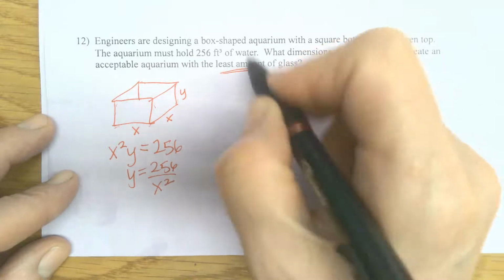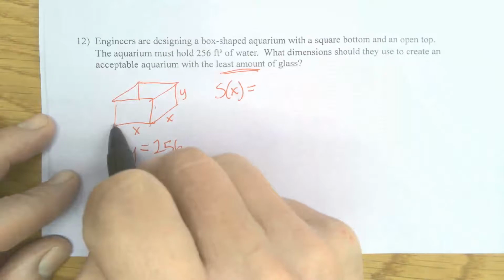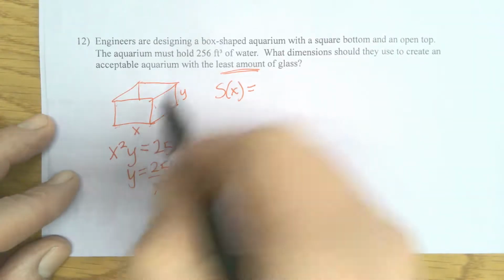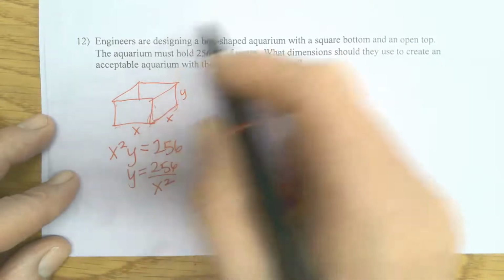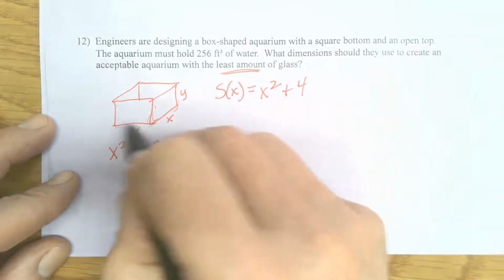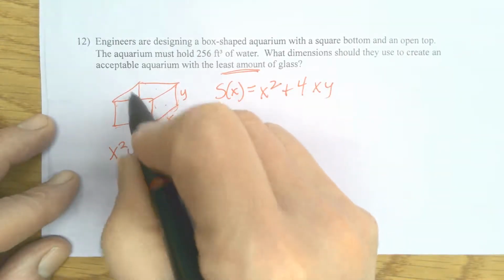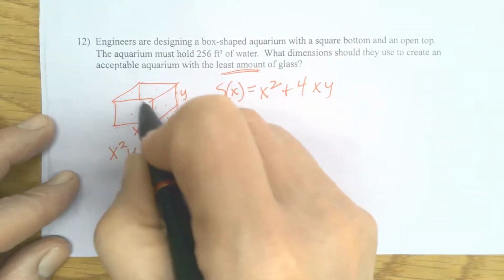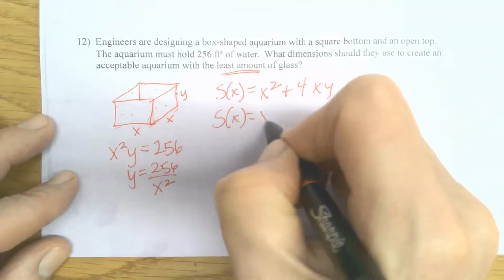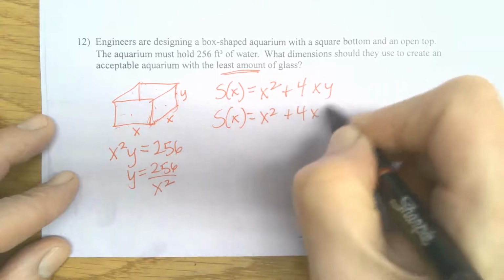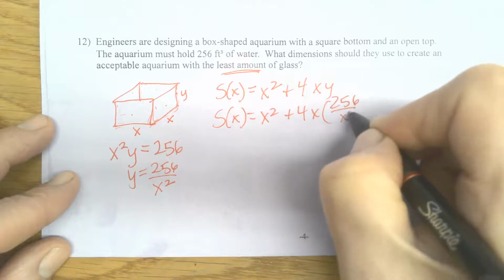Because I want the least amount of glass, I'm going to be doing surface area, and so I'm going to add together the surface area. So I have a square base, that's an area of x squared, and then I have 4 sides, which all have the dimensions of xy. So the area of the front, the right, the back, and the left are all xy plus xy plus xy plus xy, so 4xy. So then I can rewrite this so I only have one variable, and that's where this guy comes into play, 256 over x squared.